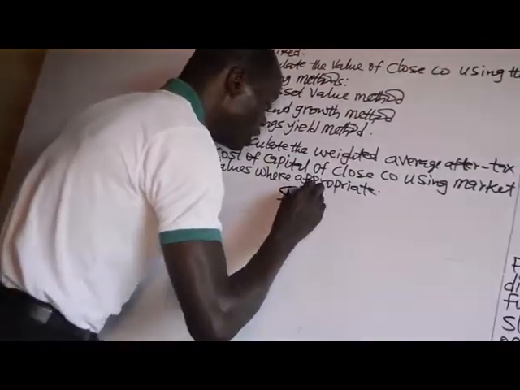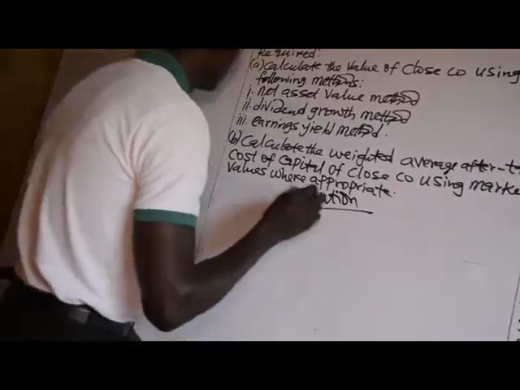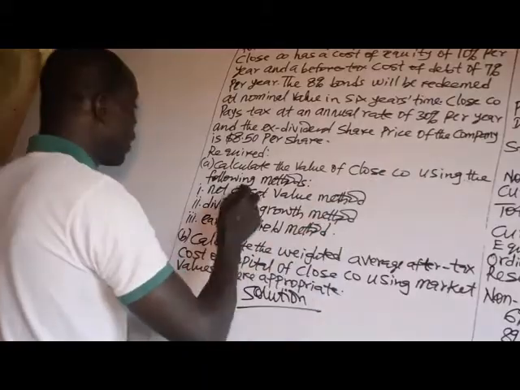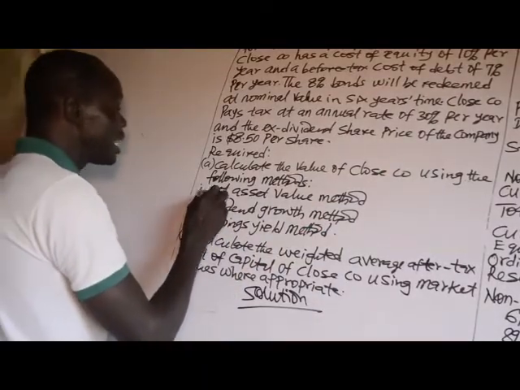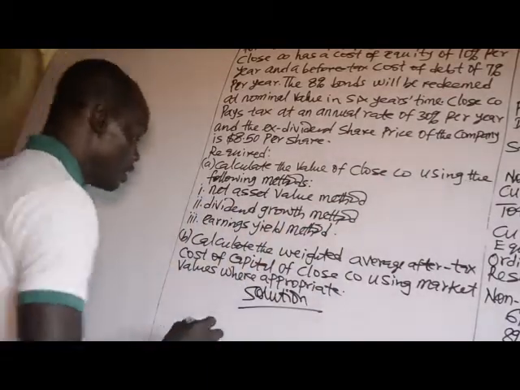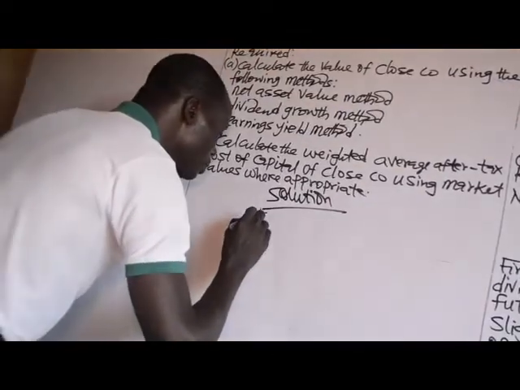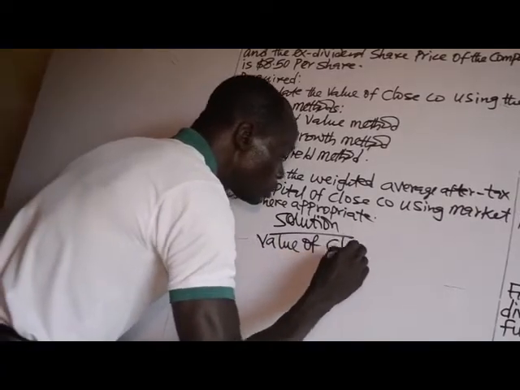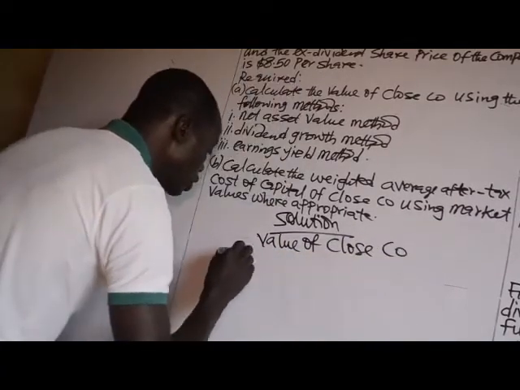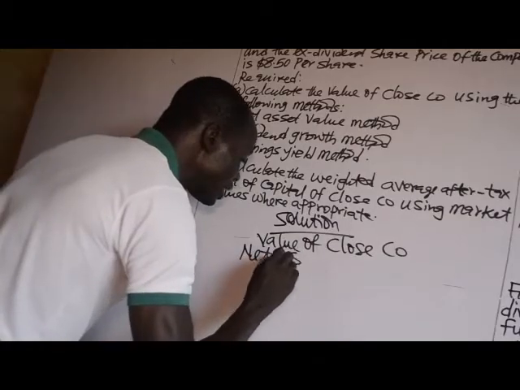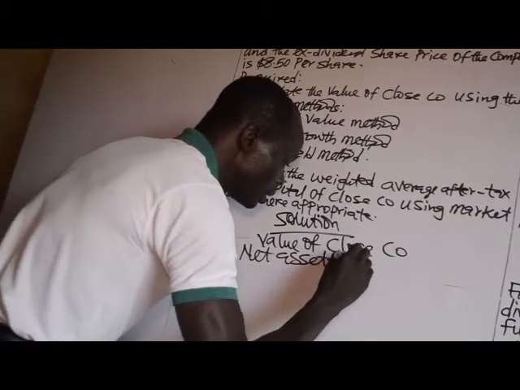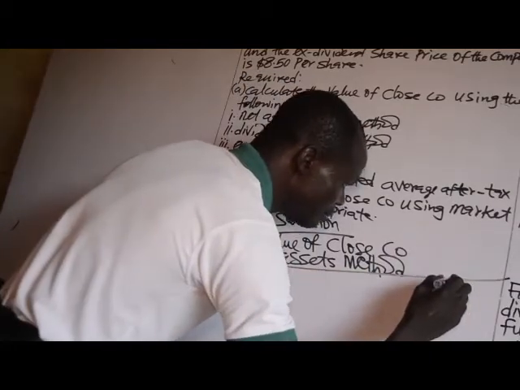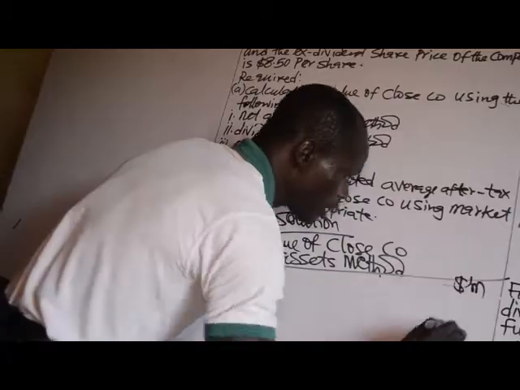Financial management solution. So the first method, you have to calculate the value of Close Co using the following methods. You want to use net asset value method. Value of Close Co, you want to use net assets method. Amount in $1,000,000.